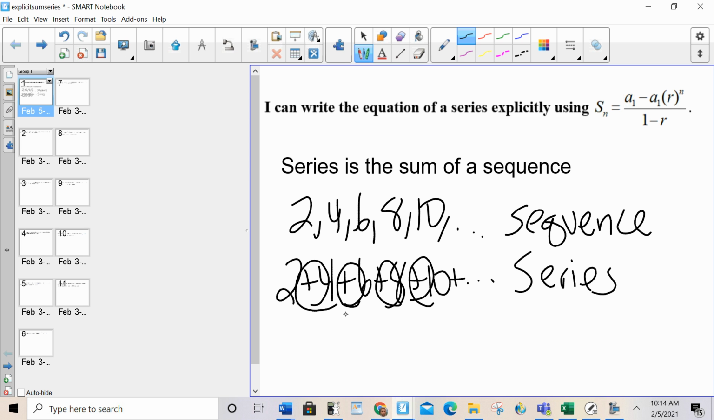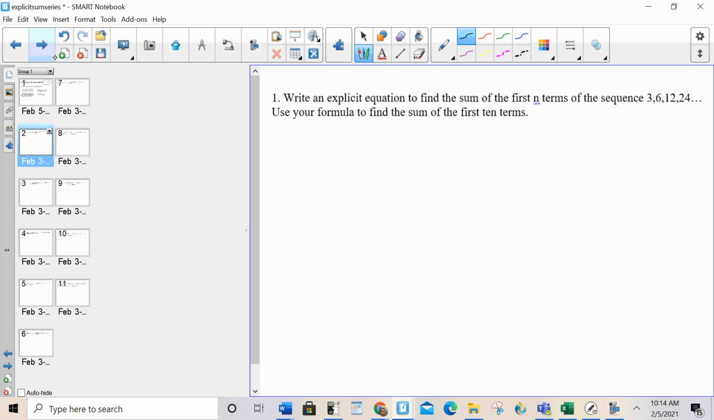We're going to only be doing geometric series. This is the formula for geometric series. We are not going to be talking about arithmetic series. Geometric series are actually easier, so that works out better. Write an explicit equation to find the sum of the first n terms of the sequence. Use your formula to find the sum of the first 10 terms. So one thing at a time.